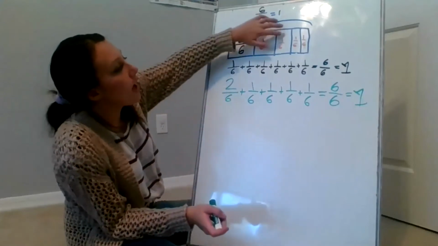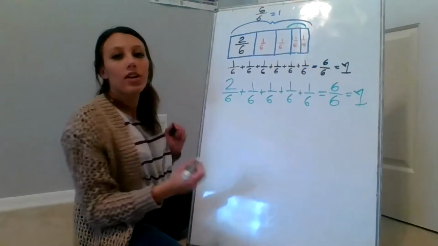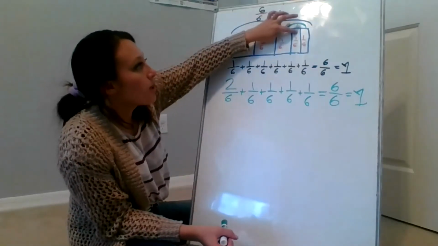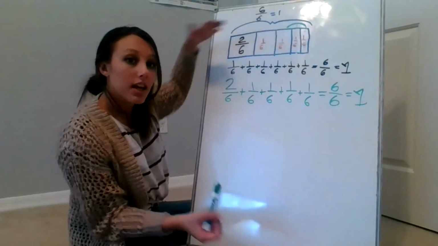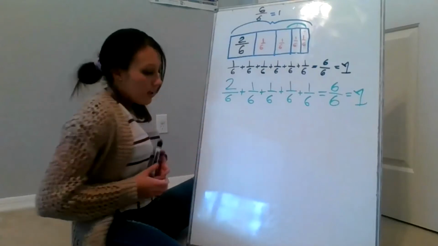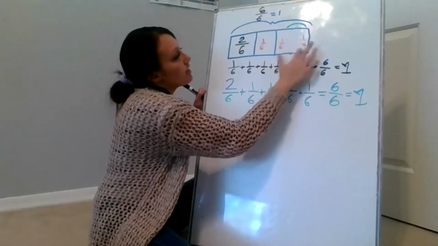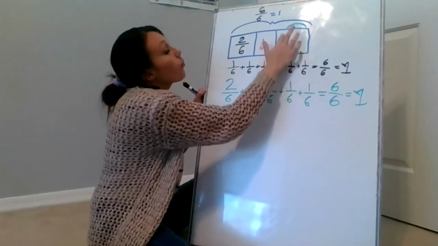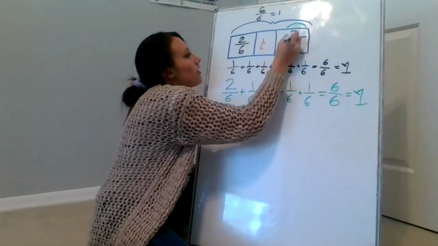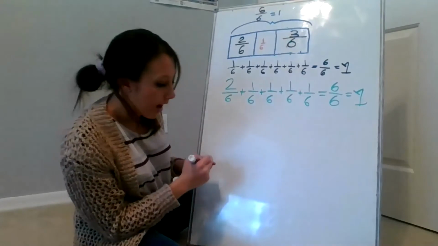What if we combine these 3 right here? What if we combine those three pieces together? What's 1/6 plus 1/6 plus 1/6? It's 3/6, right? So what we're going to do is I'm going to erase this, and we're going to combine these all into one giant piece. And we're going to relabel this as 3/6. So 3/6. Now this still equals our entire bar diagram, right?